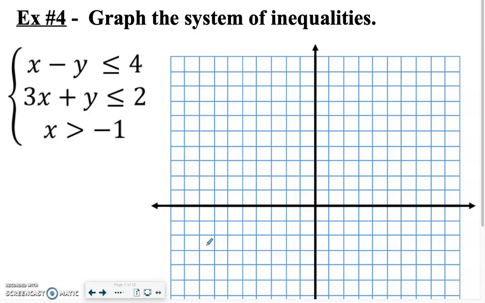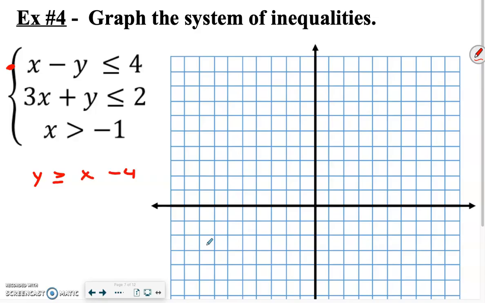We have 3, but we're actually going to treat this the exact same way. We're going to want to get these into graphable form. So let's see, if I were to subtract the x over, divide everything by the -1, do you agree that's going to give me y? Got to switch the sign, greater than or equal to x minus 4.